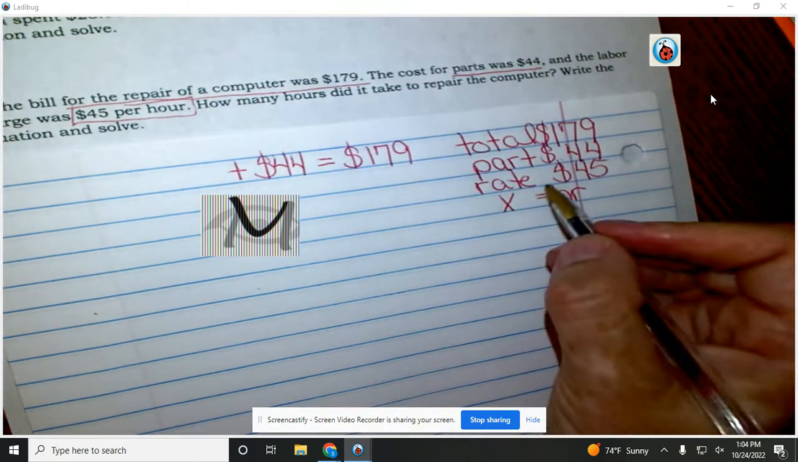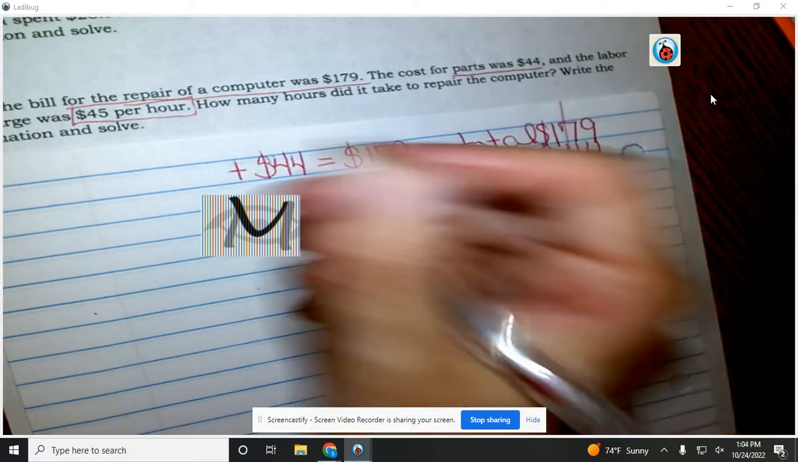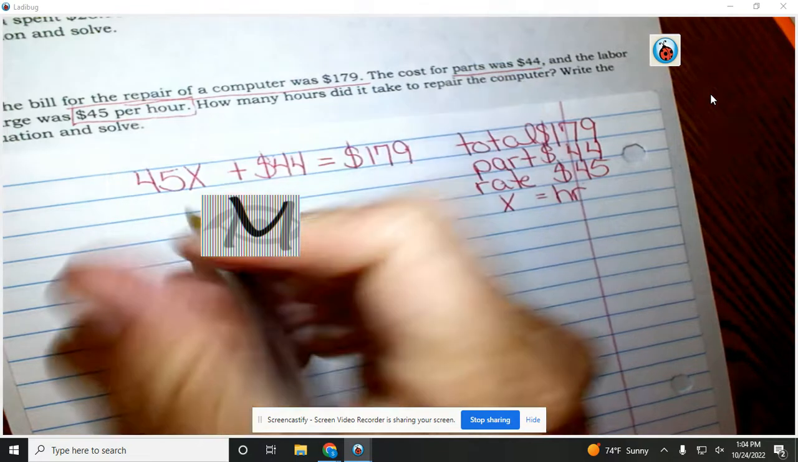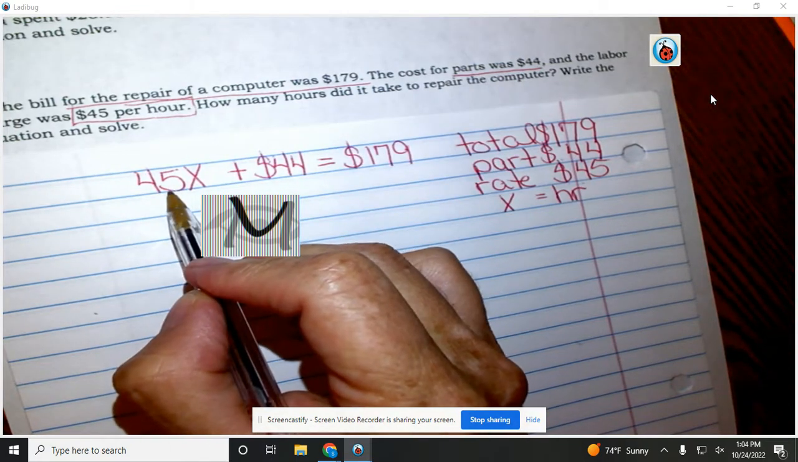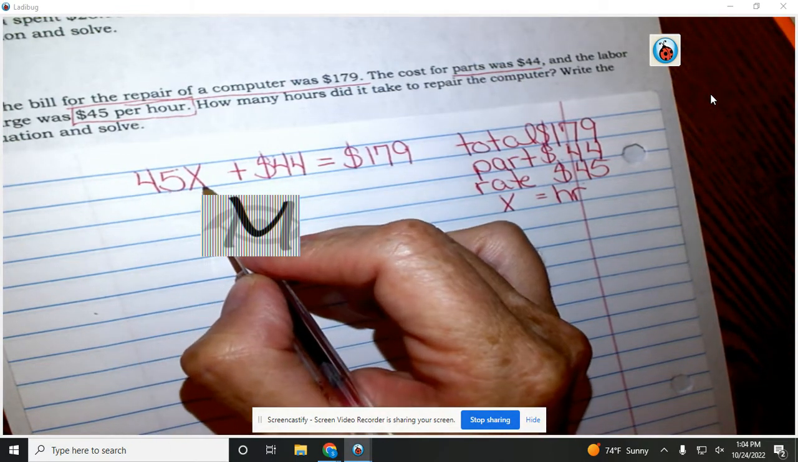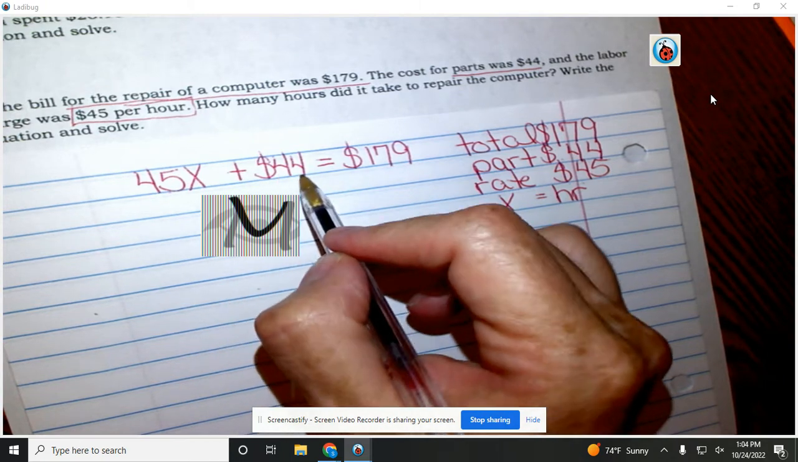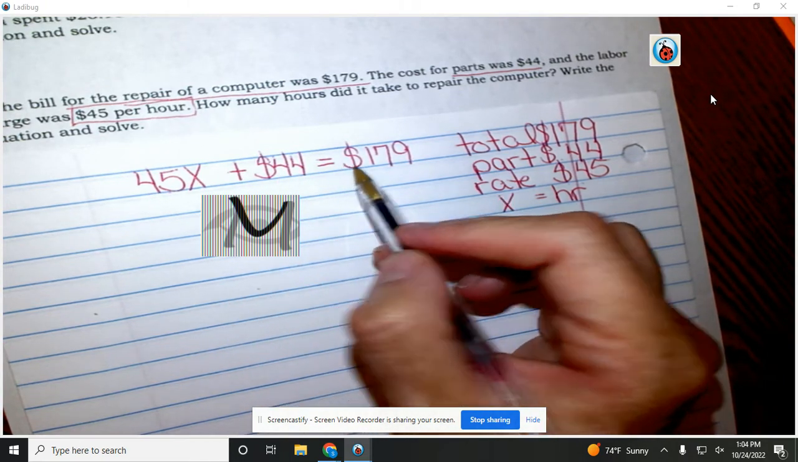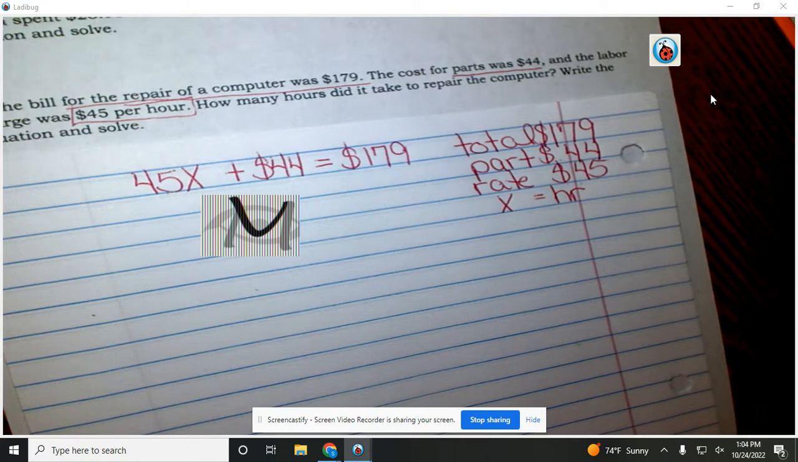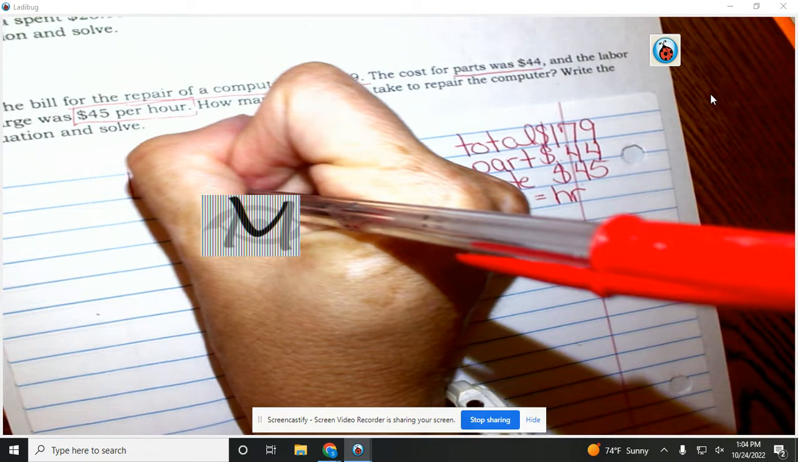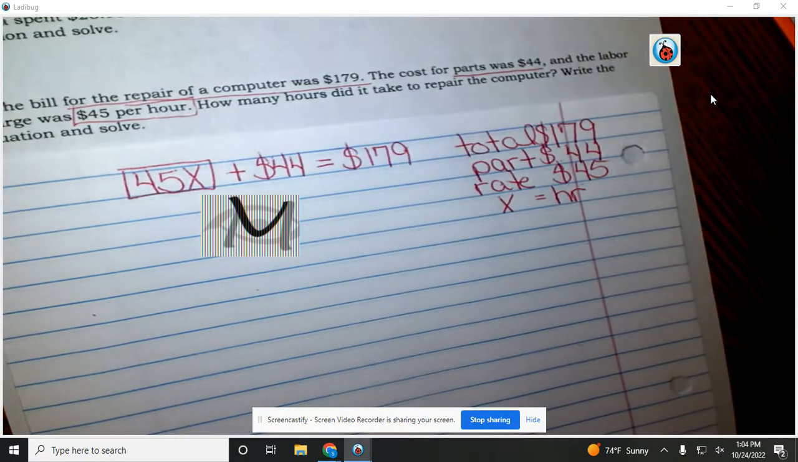And then you added the $45x. So this is the amount that you charge per hour. We don't know how many hours that it took. You purchased one part for $44, and the total amount was $179. So we're trying to find x, so we're just going to hold on to that till the end.